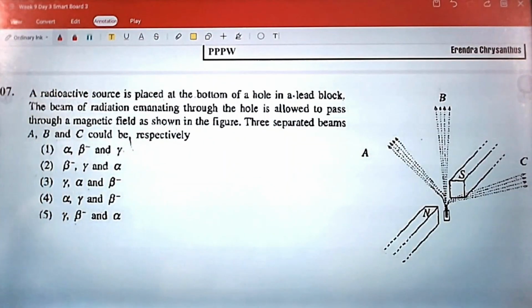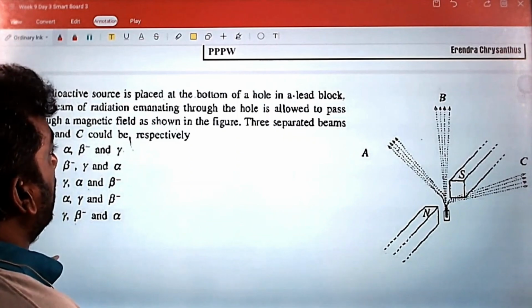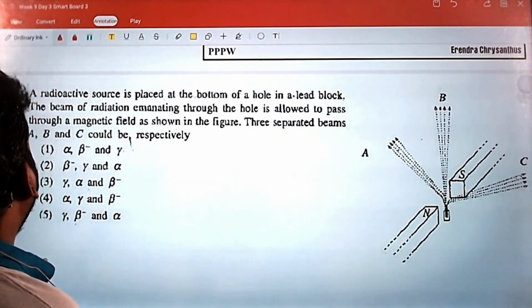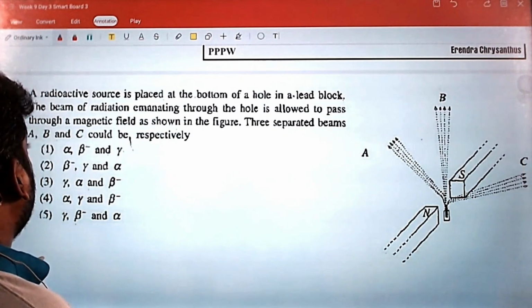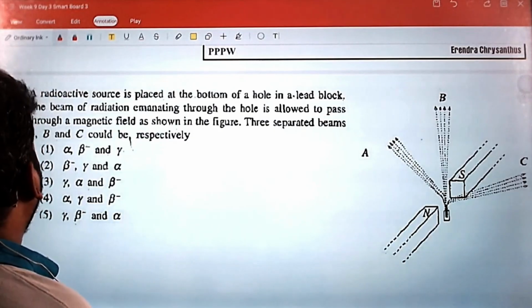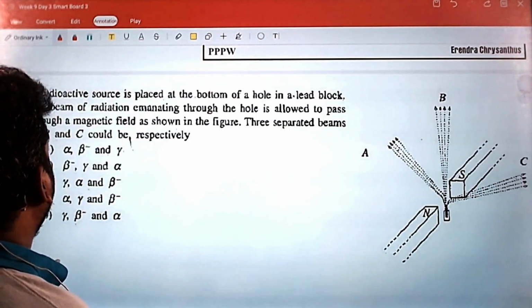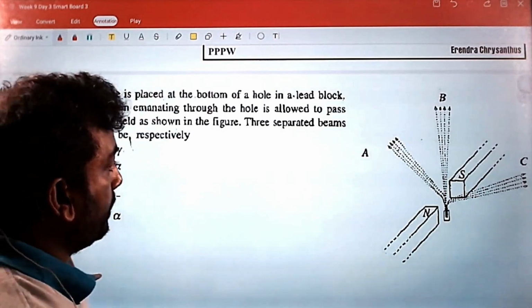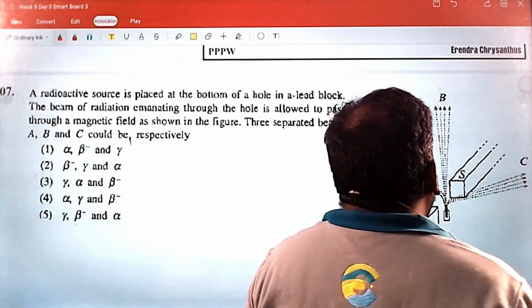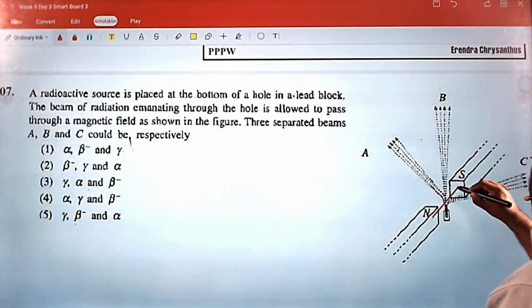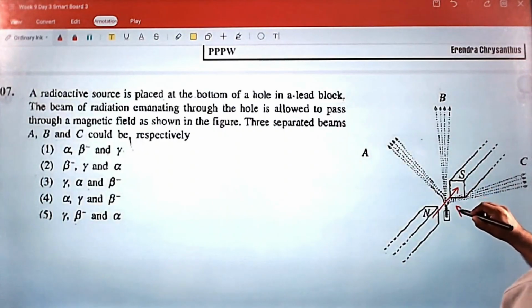A radioactive source is placed at the bottom of a hole in a lead block. A beam of radiation emanating through the hole is allowed to pass through the magnetic field as shown. 3 separate beams A, B, C could be respectively formed. So here you can see north to south there will be a magnetic field.